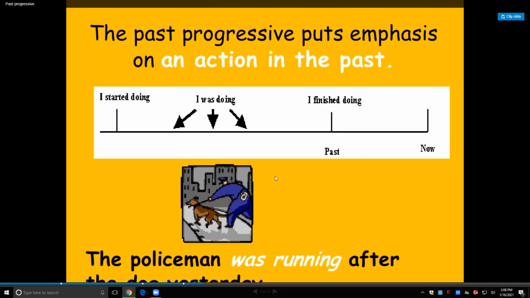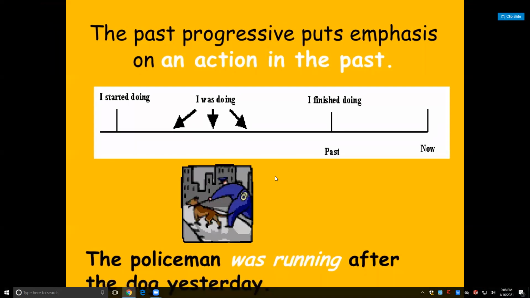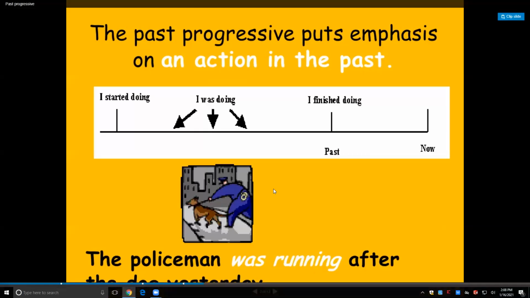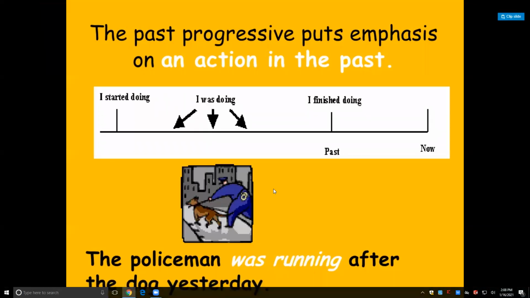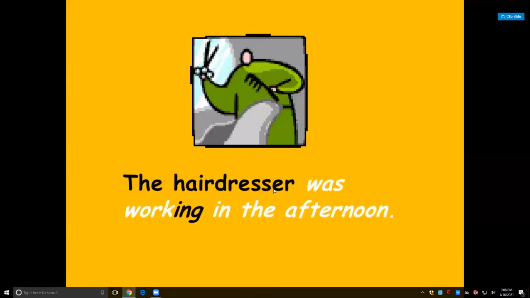So the policeman was running after the dog yesterday. The policeman started running after the dog, and he was running after the dog, and he finished running after the dog yesterday. The hairdresser was working in the afternoon.